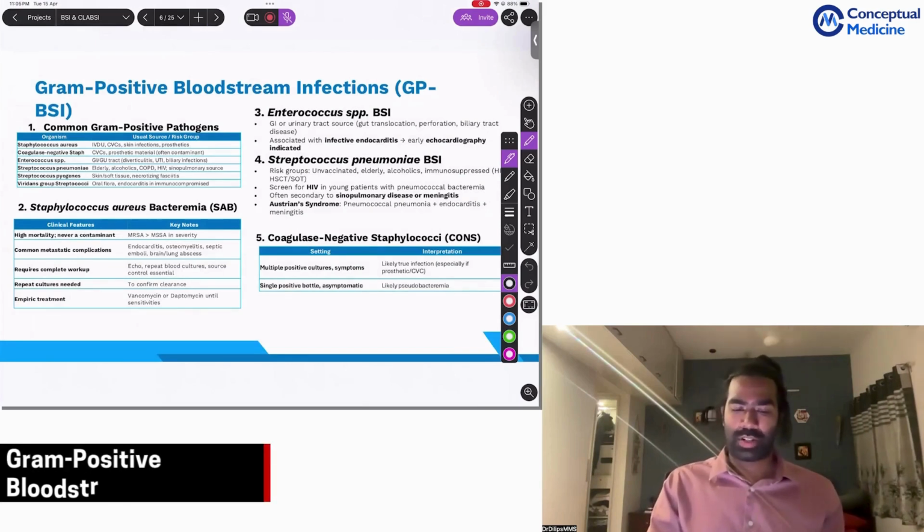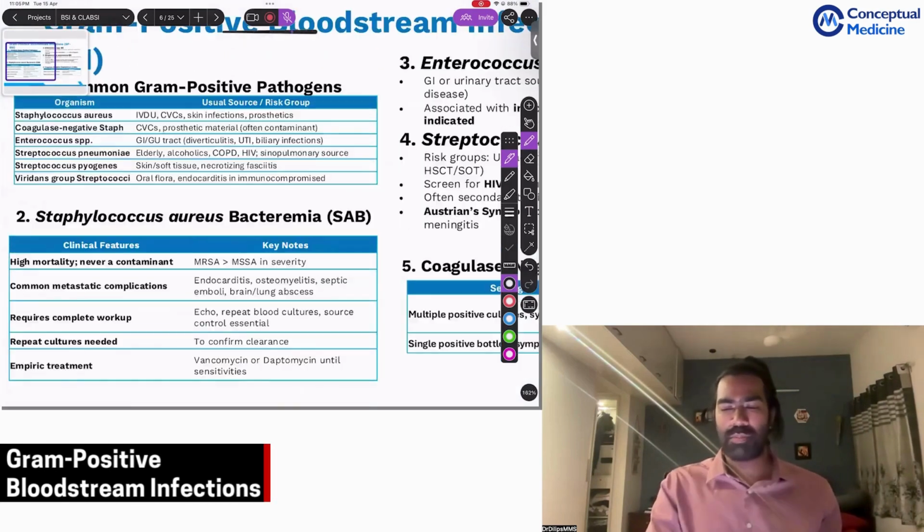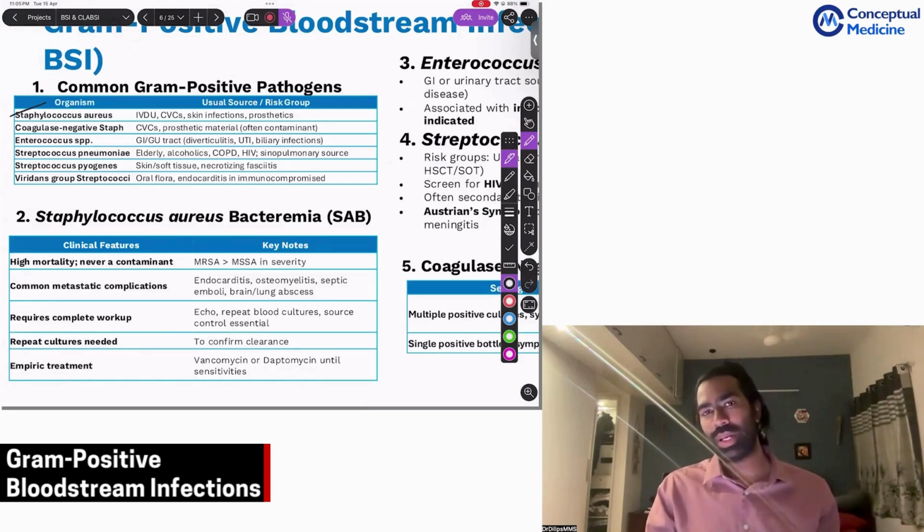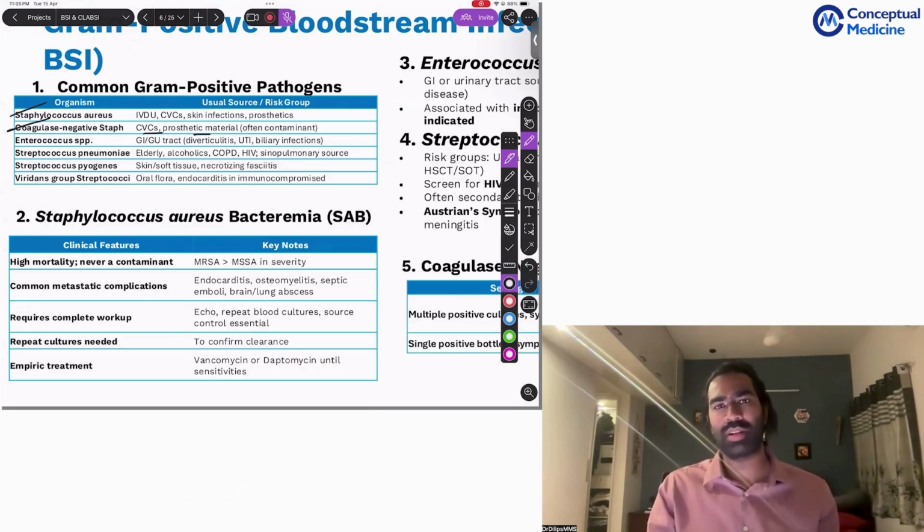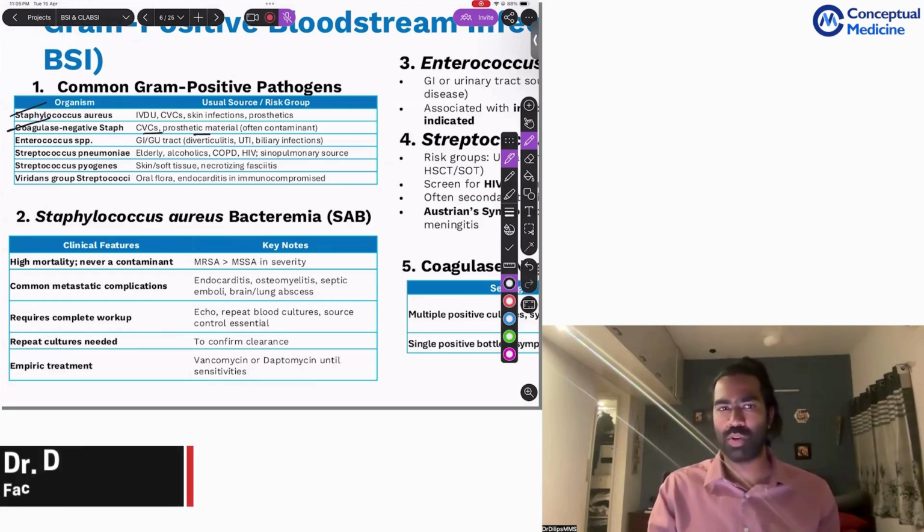Gram-positive bloodstream infections. So what are the common gram-positive pathogens? We have Staph aureus, which is commonly associated with any indwelling catheters, like IV drug users, central venous catheters, skin infections, prosthetics. CoNS can be seen in the setting of central venous catheters or prosthetic material, often a contaminant. You have to be careful about it.